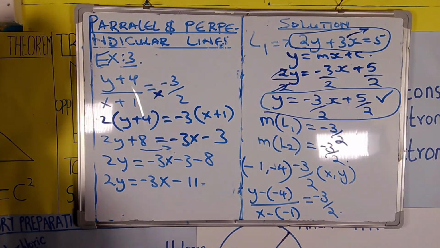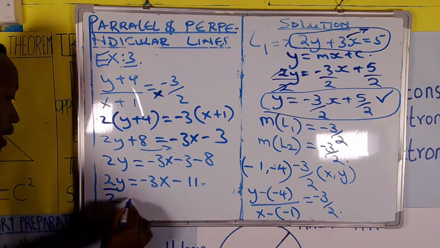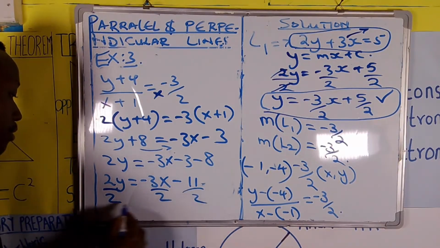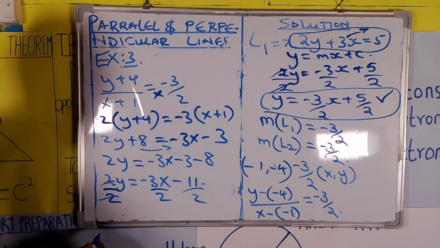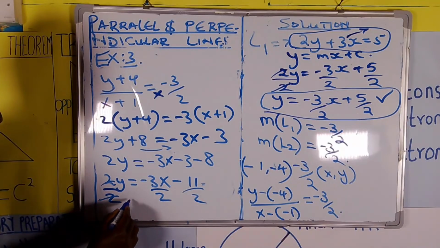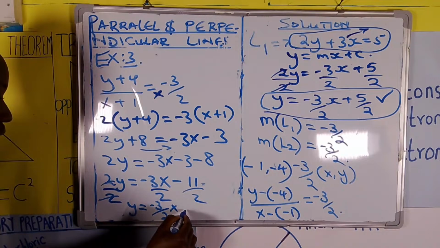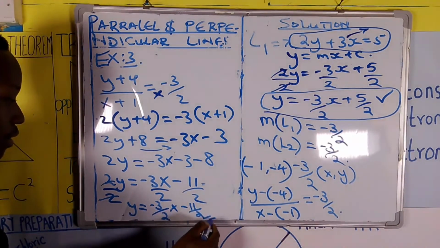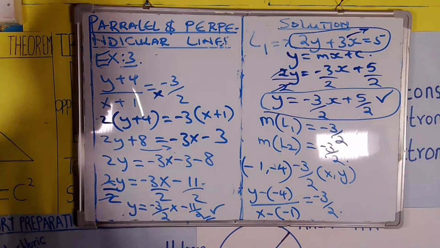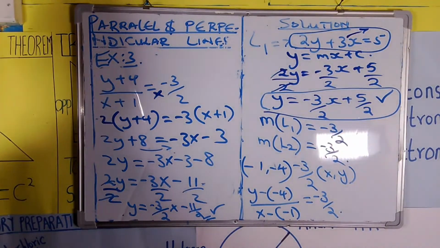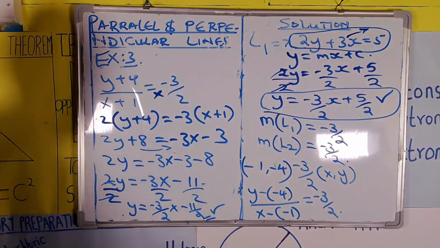And by having that, we can divide both sides by 2. We'll end up having our equation as y is equal to negative 3 over 2 x minus 11 over 2. That will be the equation of line 2, which is parallel to line 1.